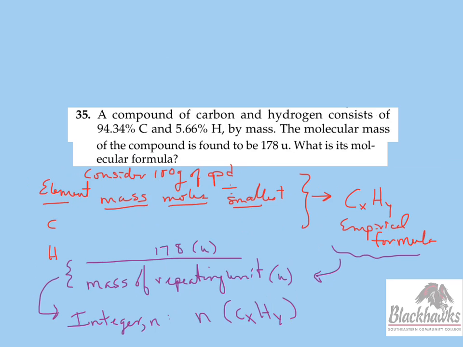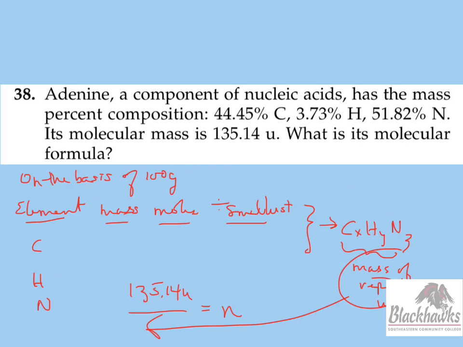The next two are kind of similar, 35 and the next one. Remember you have the answer in the back of the book to this one. This is like what we just did, where you're given the weight of the overall compound, 178. Remember, u's are AMUs, same thing. First you use the weight percent to get to the empirical formula, then you take the mass of the repeating unit and divide 178 by that to find out how many repeating units there are. And the last one is similar.